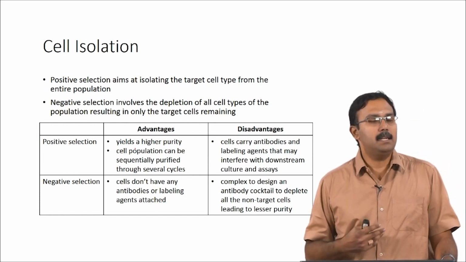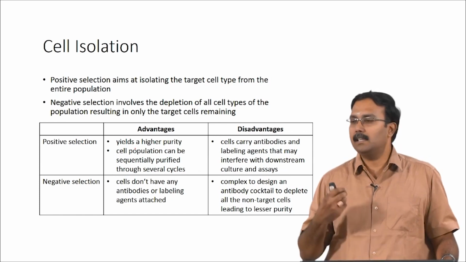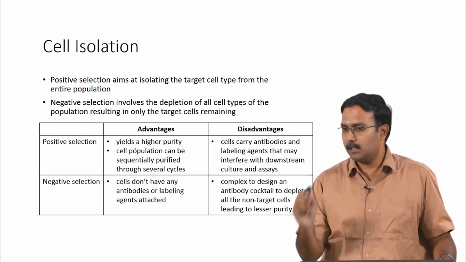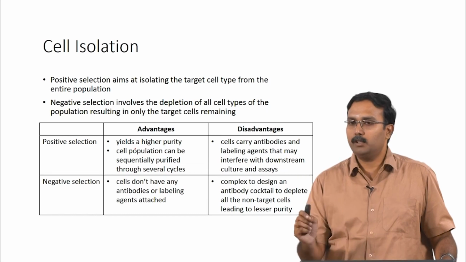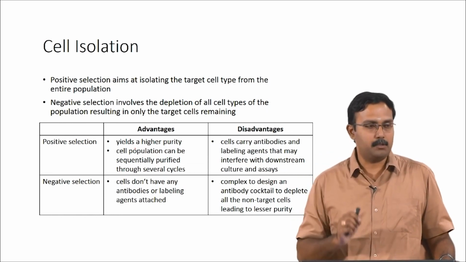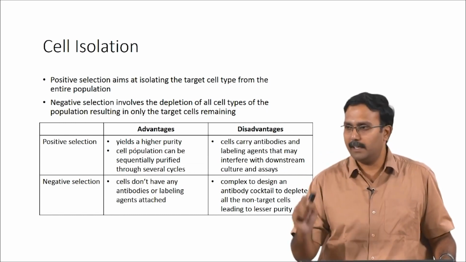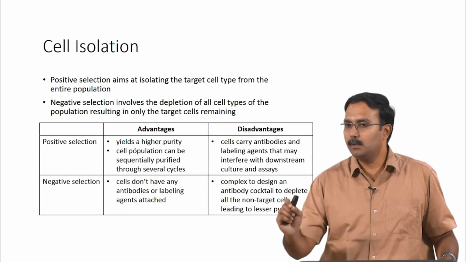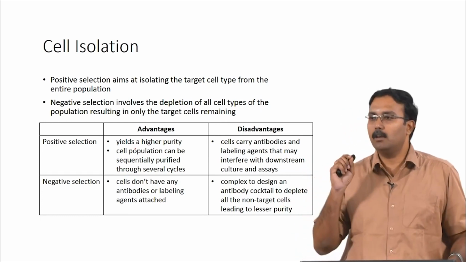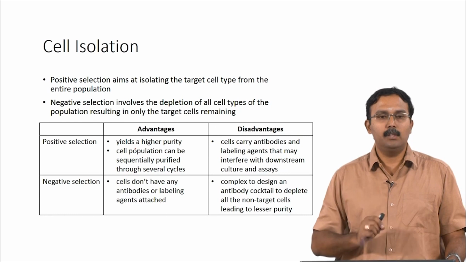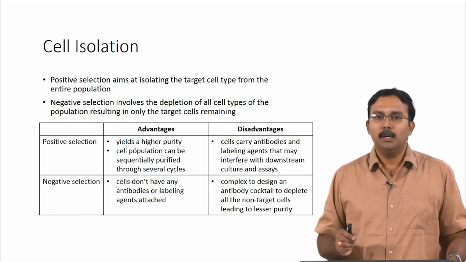In positive selection, the advantage is there is high purity, because you have targeted one specific cell type. You know for sure only that cell type is going to come. There is going to be a unique property which you identify, and you are going to use that to separate it. So, it is going to be highly pure. It is not going to have any issues with purity.